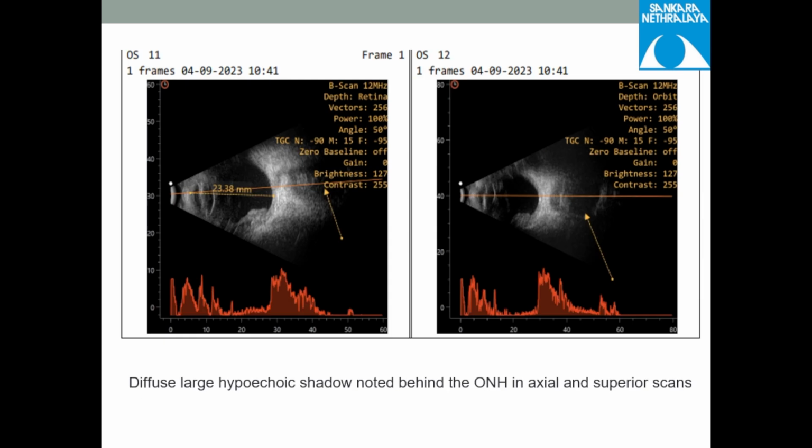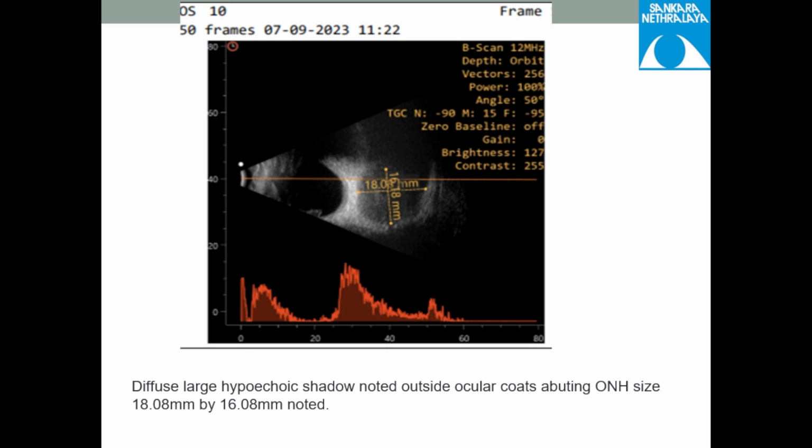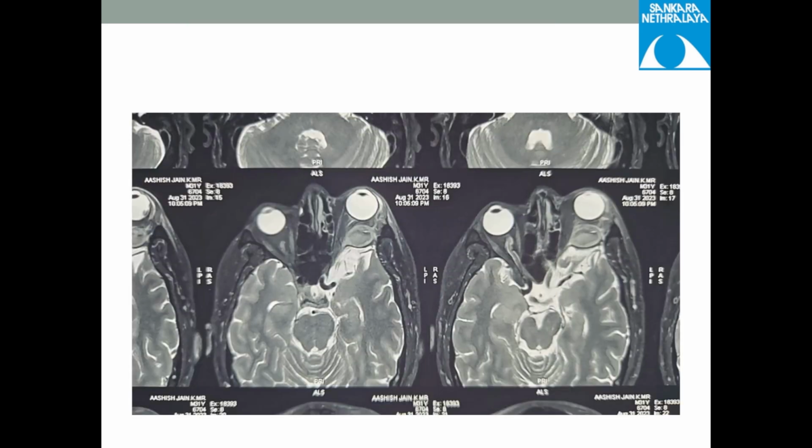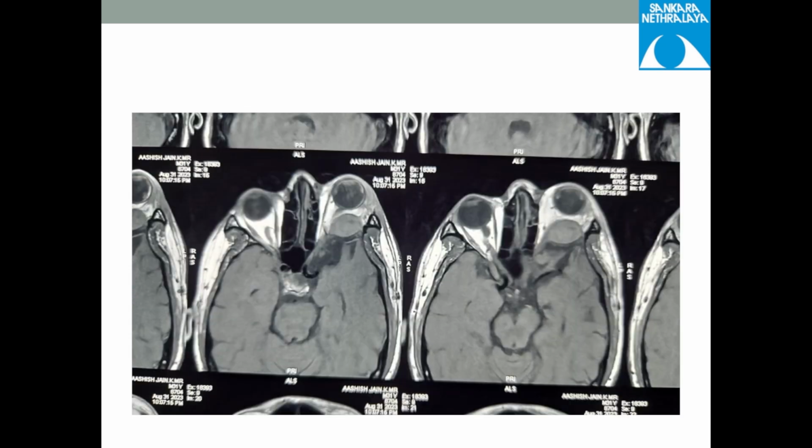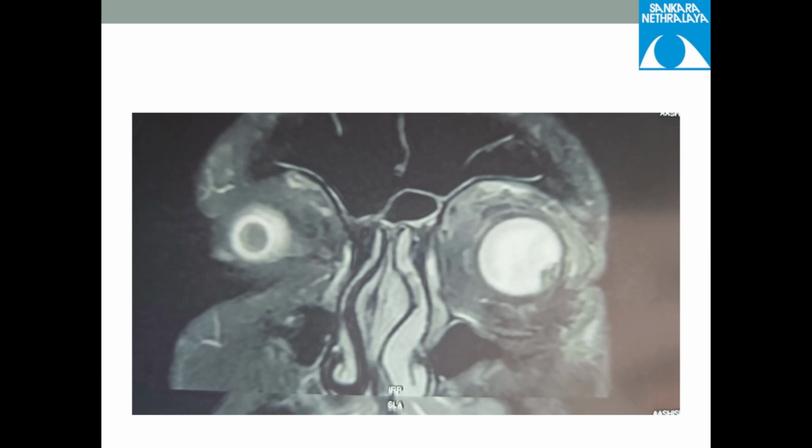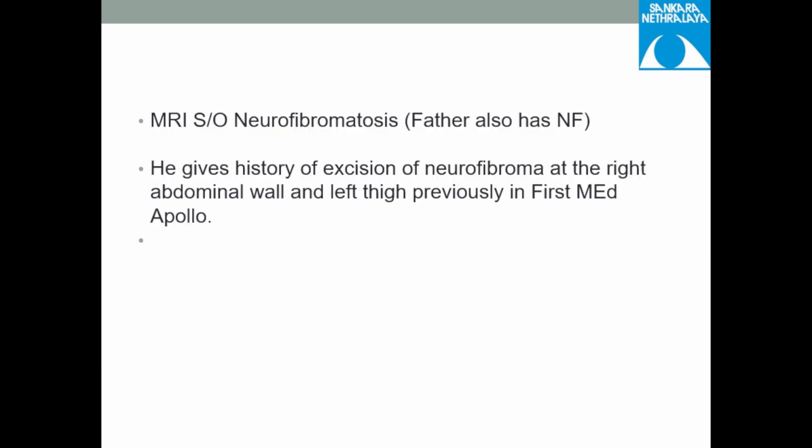Very unlikely though. Sir, a diffuse large hypoechoic shadow was noted behind the optic nerve head in the superior scans. The measurements were taken and they were around 16.08 into 18.08 millimeters. Further, an MRI was done, which revealed a neurofibroma in the orbit in the axial scans. They mentioned that in the MRI, neurofibroma. Yes, sir. And then it gives abdominal wall neurofibroma. I don't know about the neurofibroma in the orbit. They mentioned that in the MRI. Yes, sir, it was. Okay.